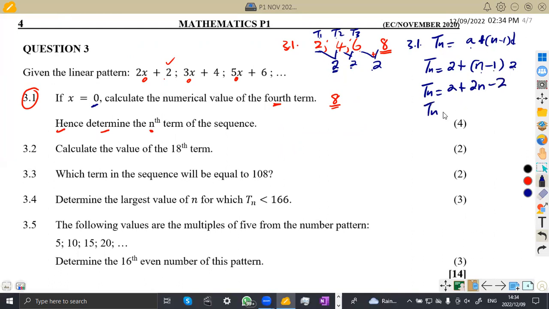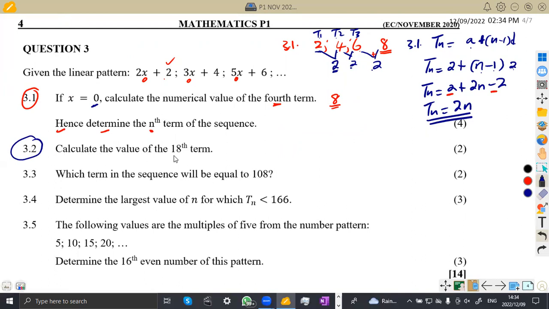So you can collect like terms here, 2 minus 2, that is 0 here. These two cancel. So we are going to remain with 2n. So that's the expression for Tn. So like I said, there are so many ways. I'm going to explain as we are moving, as we are revising. Let me know the areas.